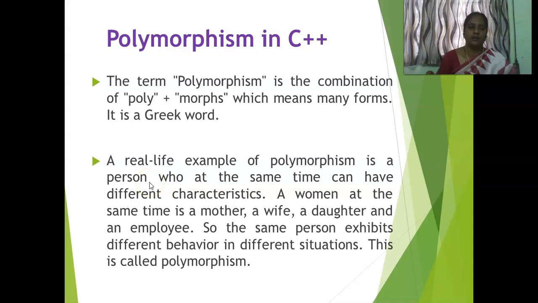I can give you a real life example of polymorphism. We can take a person who at the same time can have different characteristics. A woman at the same time is a mother, a wife, a daughter and an employee. Here a woman is having a different role in the character. Likewise, polymorphism takes different forms.